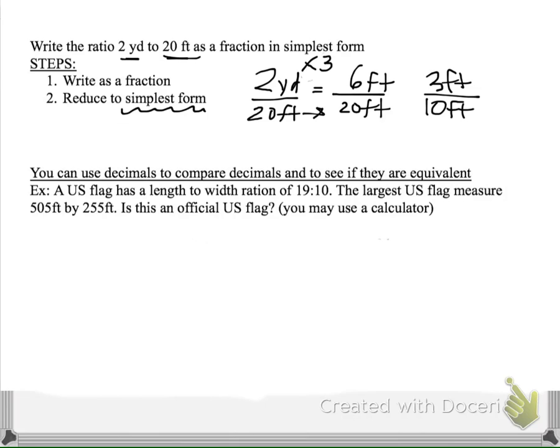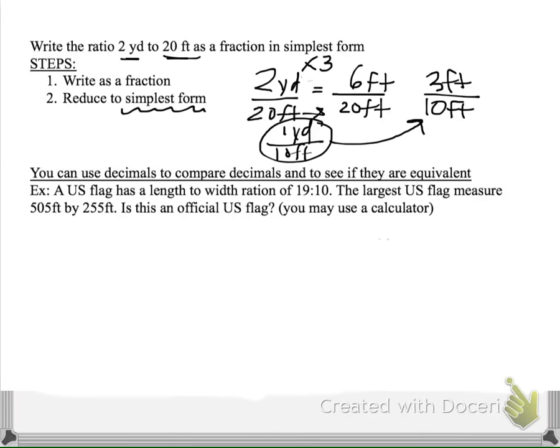If I kept it as yards to feet, I would be 1 yard to 10 feet. 1 yard is 3 feet. So you'll see that this is the exact same answer. So you can do that either way, by converting or not converting.